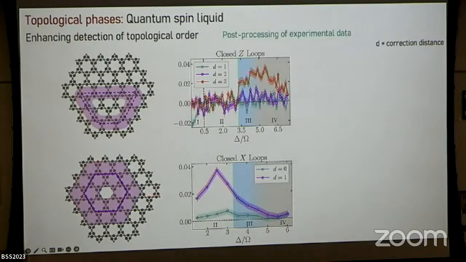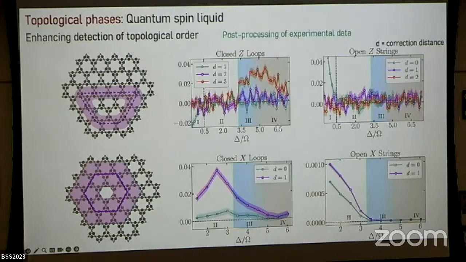Same thing for X. You have this huge loop that we measure here. It was 0 in the original experimental data, but if you apply one layer of error correction, you get a finite expectation value. And you can do the same thing on the open strings to make sure that when they're supposed to be 0, they just stay 0. So this is just to give you an idea of something that you can do in post-processing to enhance the measurements of these topological correlations. Of course, it would be really nice if we could do this, as I said, actually in the experiment so that you can correct for the presence of anions.